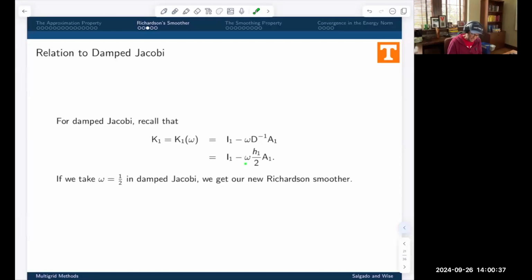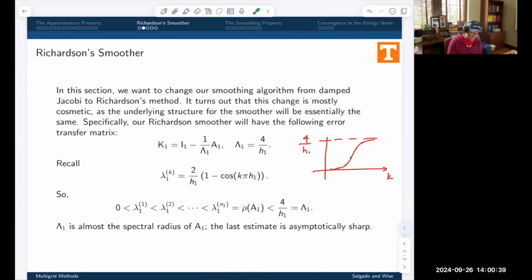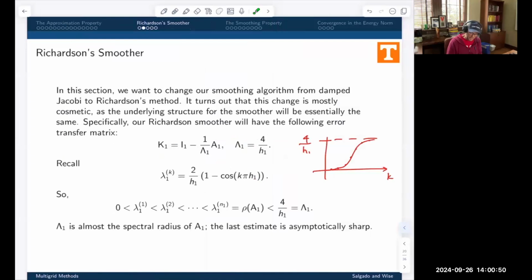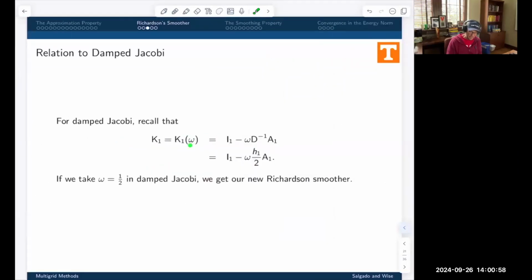This is a different omega than I was talking about over here. Remember, we had a different omega associated with the Richardson smoother. This omega is our damping parameter. In any case, if we choose this to be equal to a half, then this works out to the same smoother that we have right here, because the error transfer matrices are the same. Okay, so just choose omega equals 1/2.